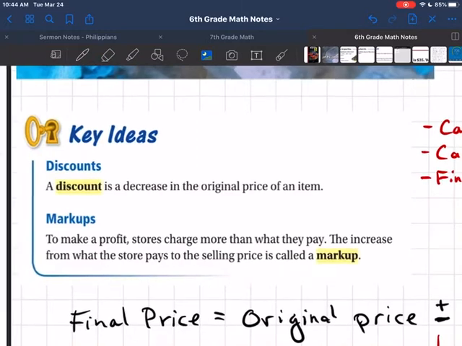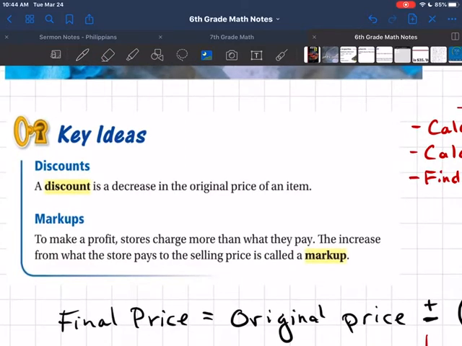Okay, so let's look at the official definitions. A discount is a decrease in the original price of an item. You all know that. If there's a 20% discount, that comes off of the original price. It's less than the original price. That is a discount. A markup you may not be as familiar with, but basically this is how stores operate. So in order for them to make a profit, stores charge more than what they pay. Shocking, right? They have to charge you more than what they paid or they wouldn't make a profit. This increase from what they pay to what they sell is called the markup.